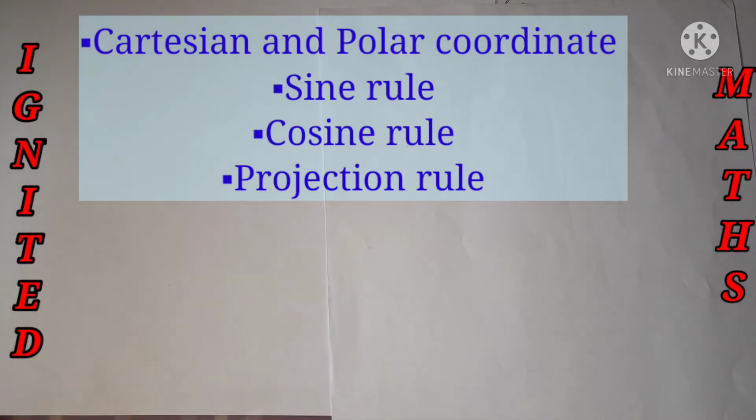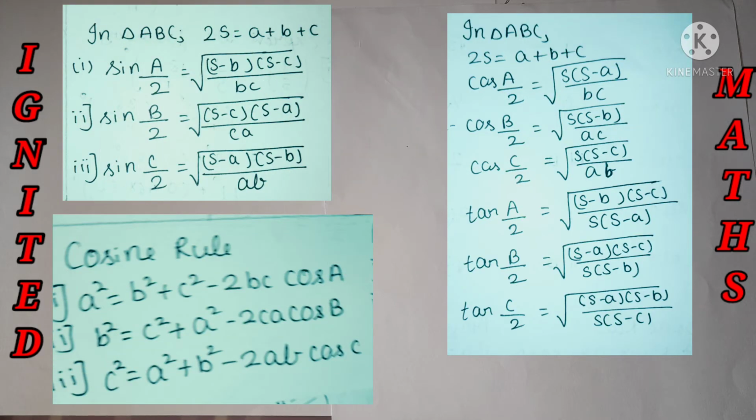Now to exercise 3.2. It's based on the Cartesian coordinate, polar coordinate, sine rule, cosine rule, projection rule, tan rule, half angle, a complete club of concepts is over here. So in trigonometry, the basic thing is we need to remember each and every formula. Over here there is a list of the formulas present. We need to remember it for doing the sums.